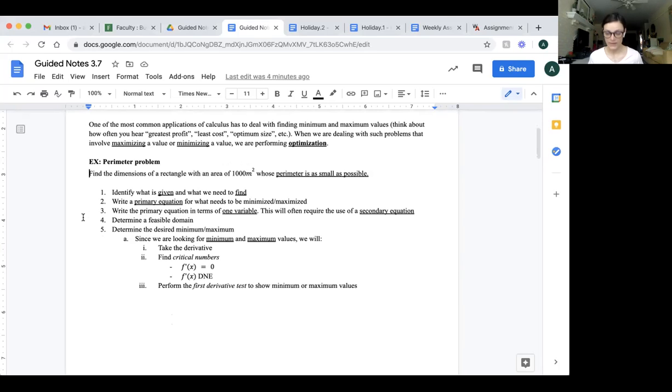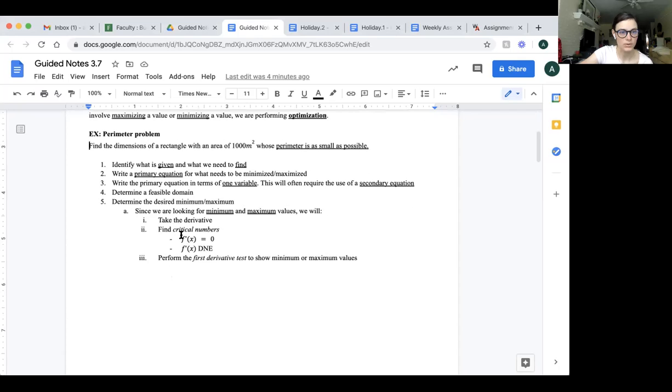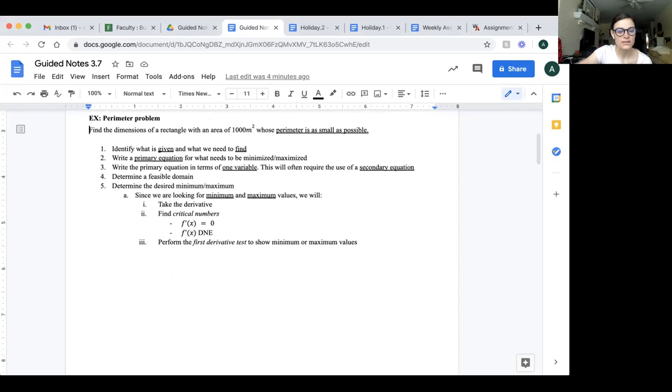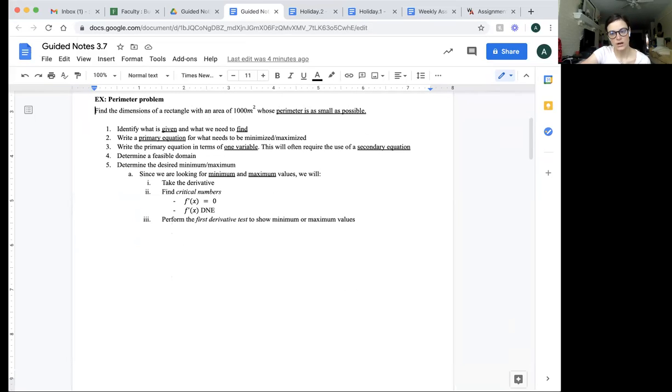Example 1, perimeter problem. There are a bunch of problems in here, but this is one of the most basic optimization problems. Find the dimensions of a rectangle with an area of 1,000 meters squared whose perimeter is as small as possible. When you see something like as small as possible or as large as possible, that means you want to minimize or maximize a value. You should think to yourself, oh, that's optimization.